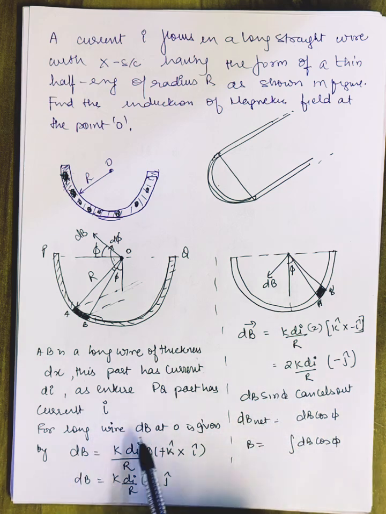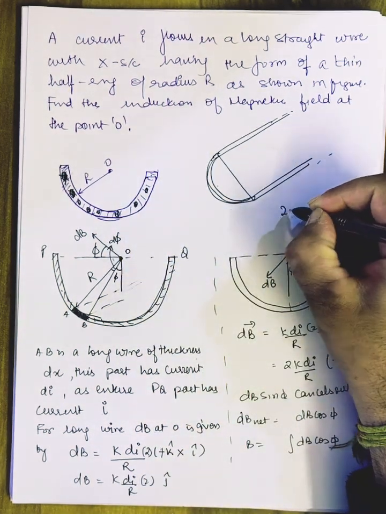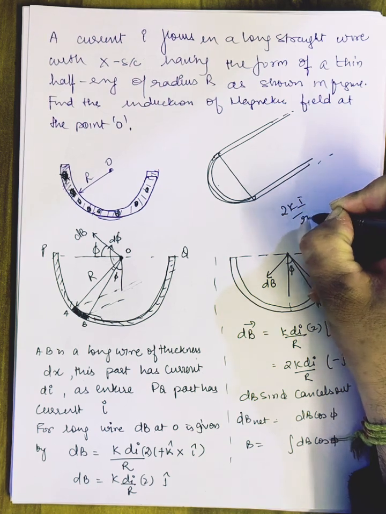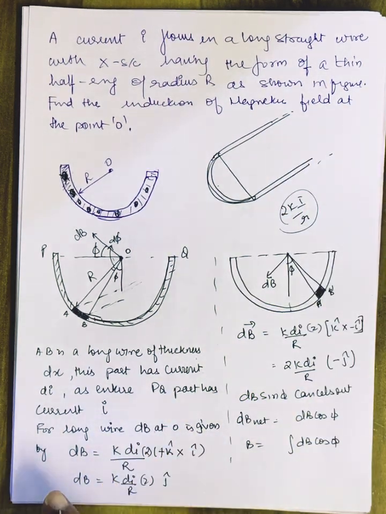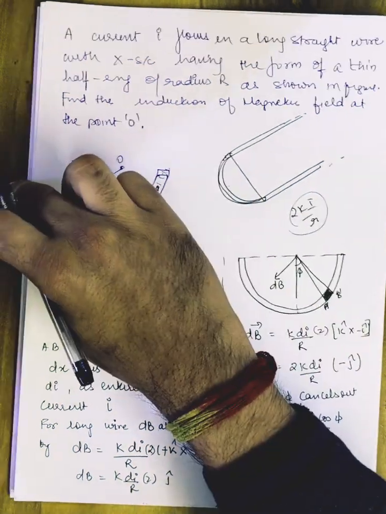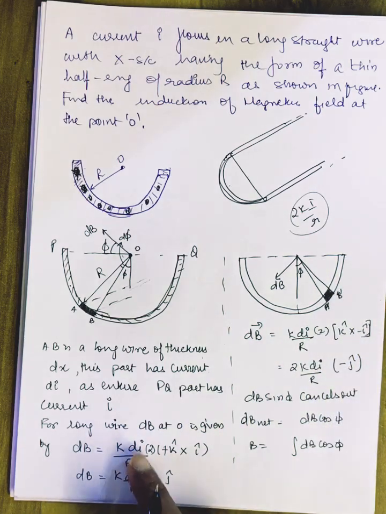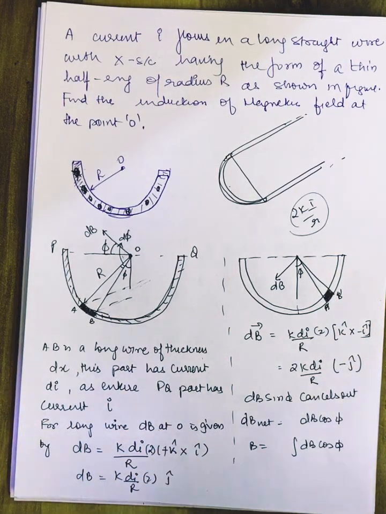For a long wire, dB at O is given by the formula we know. What is it for the long wire? 2K I by distance, the simple formula for the long wire. I've written the same, but for differential current. If it is I, it will be 2K I by R. If it is dI, it will be 2K dI by R. Nothing changes. Just replace I with dI.